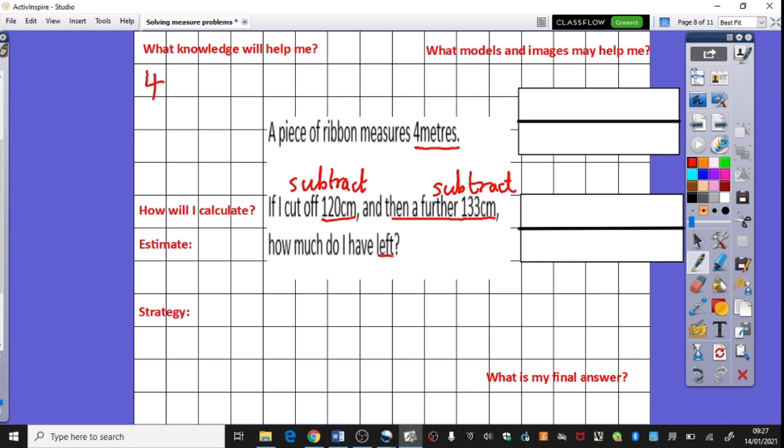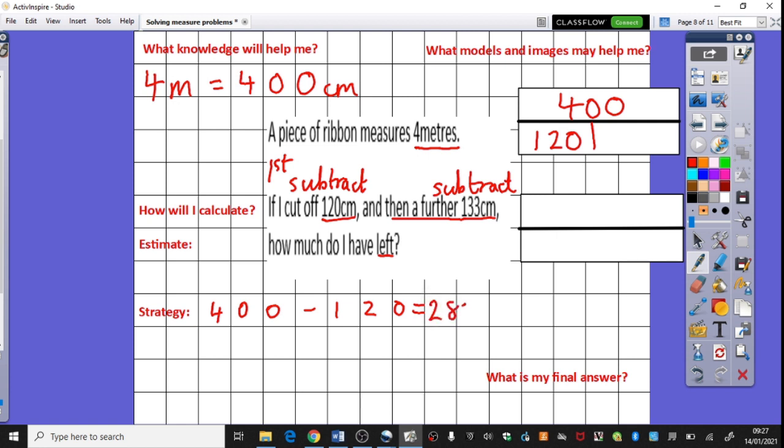So what knowledge do we have? Well, we know that 4 meters, like before, is equal to 400 centimeters. So our first step here is going to be to subtract 120 from 400 centimeters. Now actually we can probably do that calculation in our heads. We can subtract 100 from 400, which leaves us with 300, and subtract 20, which leaves us with 280. So once we've subtracted, we've cut off that first piece of ribbon, we are left with 280.